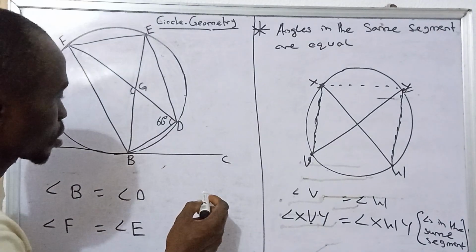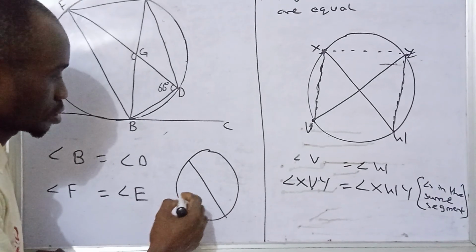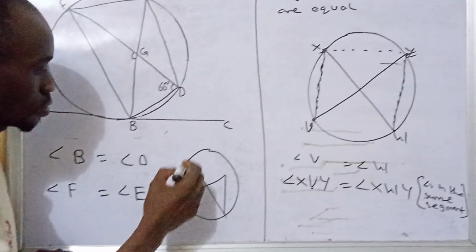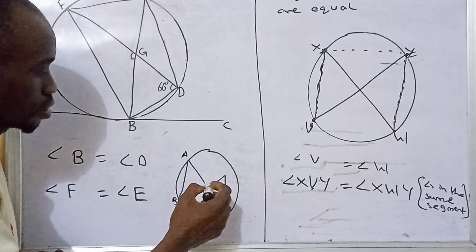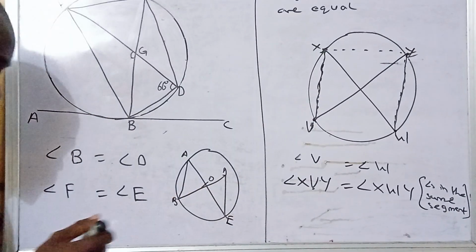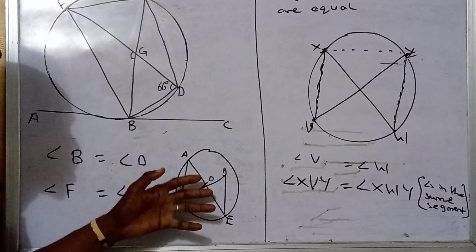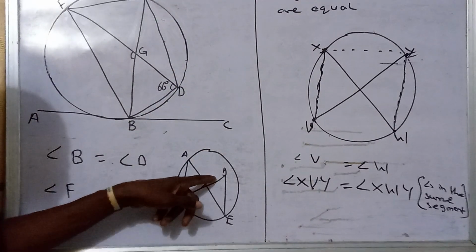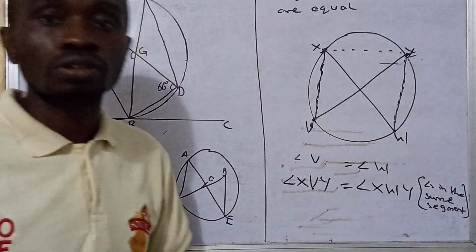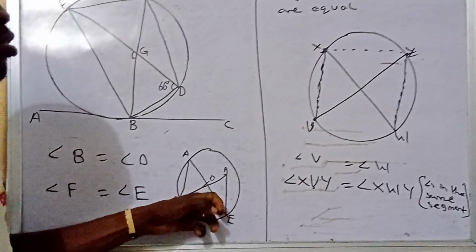Perhaps, for instance, if you're having a circle in this case, and we're having something like this, let's call this angle A, B, let's call this O, let's call this D, and let's call this E. Look at this: the three angles are touching the circumference, but the fourth one is not touching, so we can't really apply angles in the same segment in this case, because all the four angles must touch the circumference for us to follow that angles in the same segment are equal.